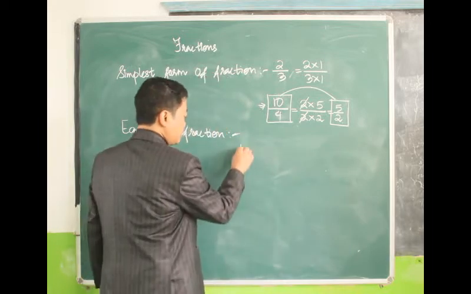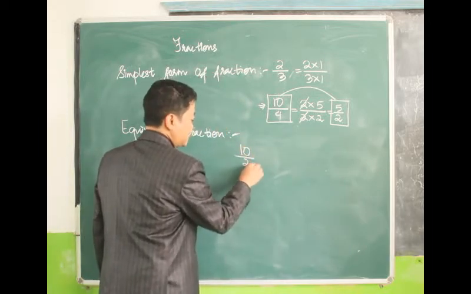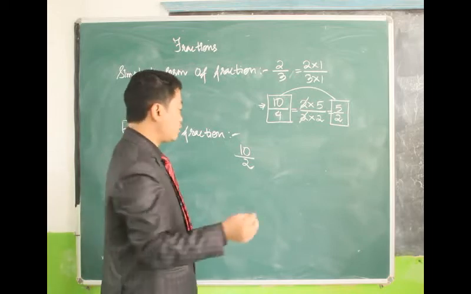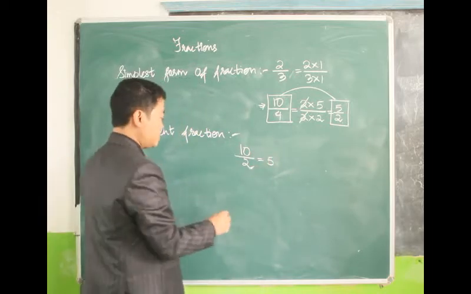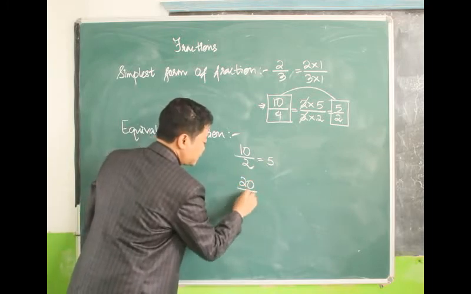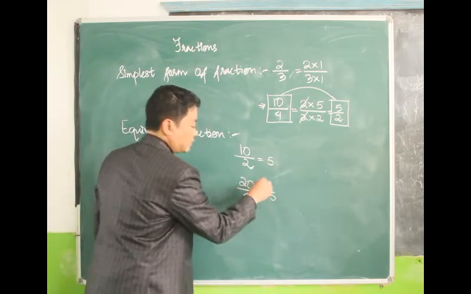For example, if 10 rupees is divided among 2 kids, how much will each one get? Each one will get 5 rupees, isn't it? We know that. Similarly, when 20 rupees is divided among 4 kids, how much will each get? Each one will get 5 rupees.